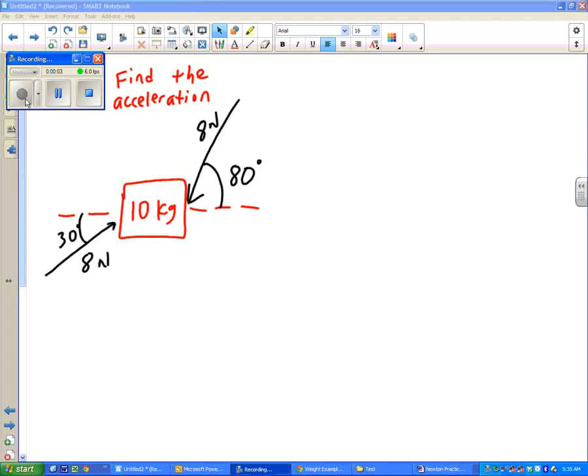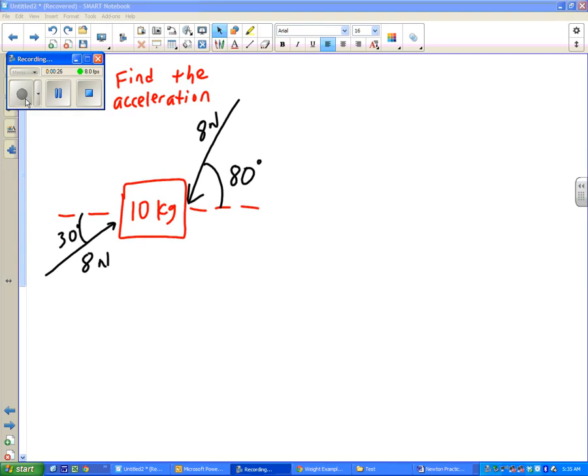Welcome. In this problem, we are going to solve an honors physics problem regarding Newton's second law of motion. And you can see from this problem, we have a 10 kilogram box, and we're acting on it from two directions. The direction on the left, we have an 8 Newton force with a 30-degree angle from the horizontal. And on the right, we have an 8 Newton force that's 80 degrees from the horizontal.